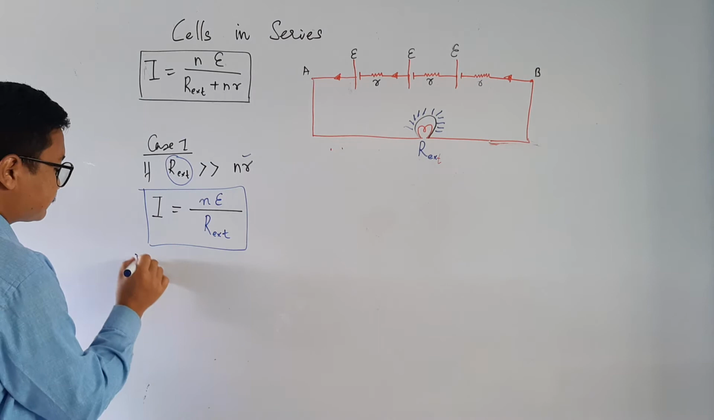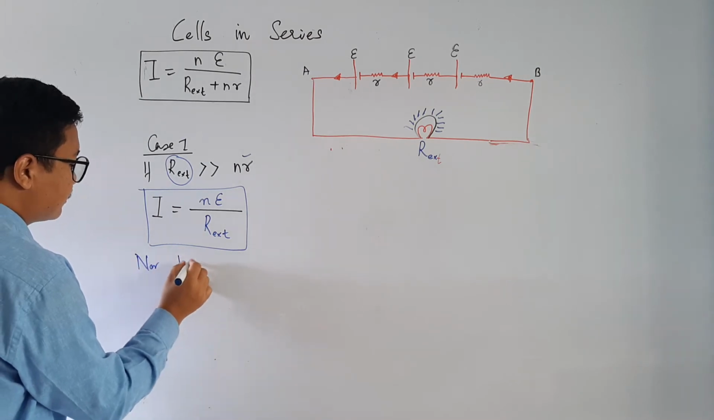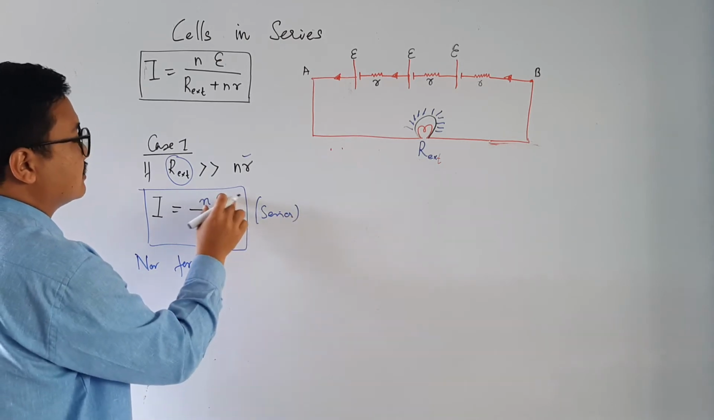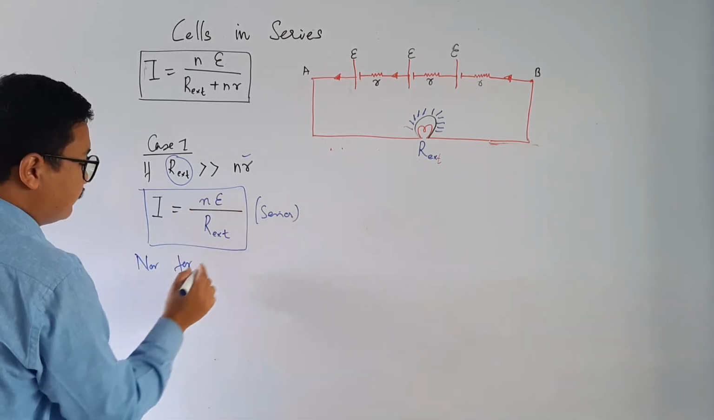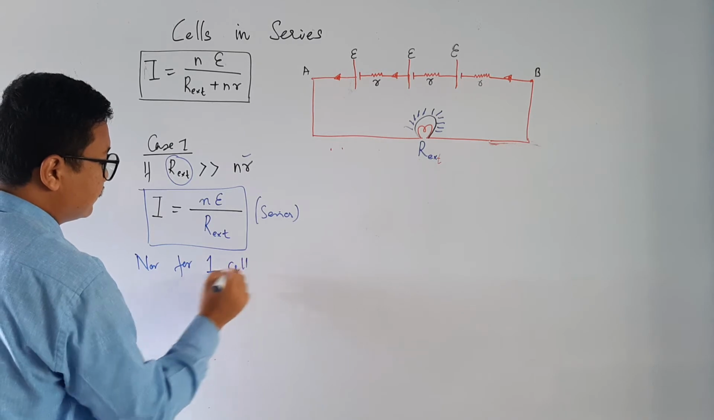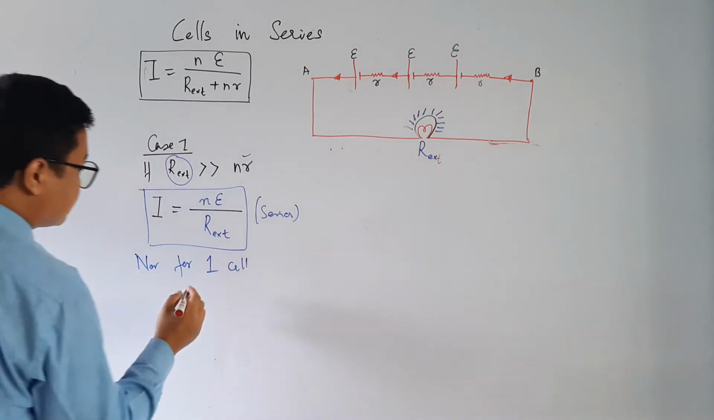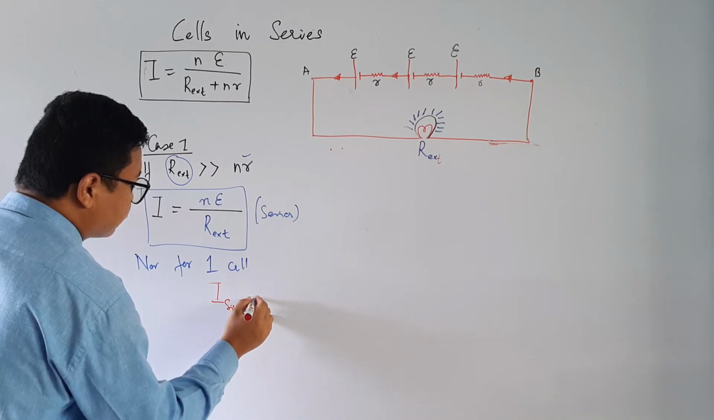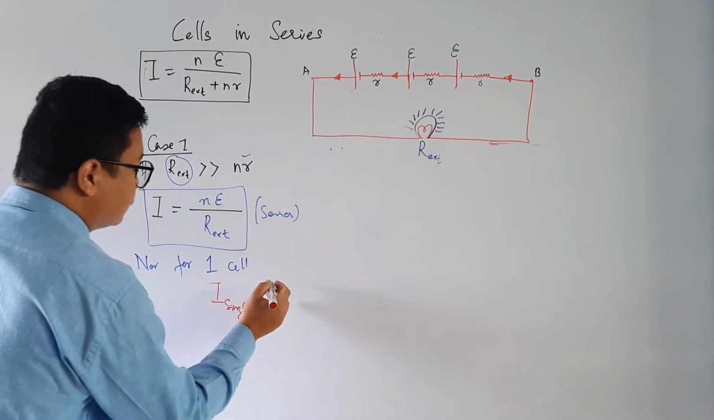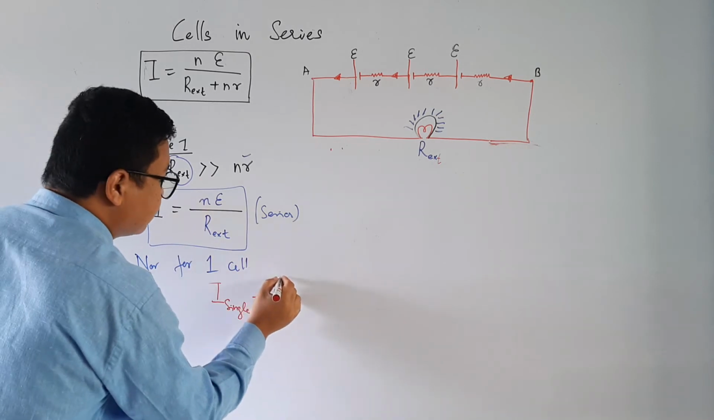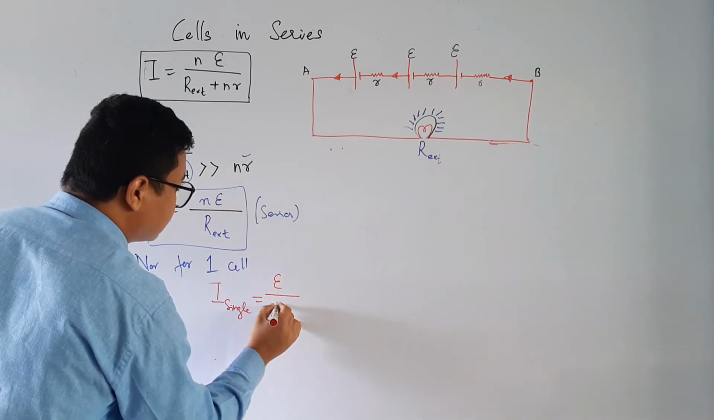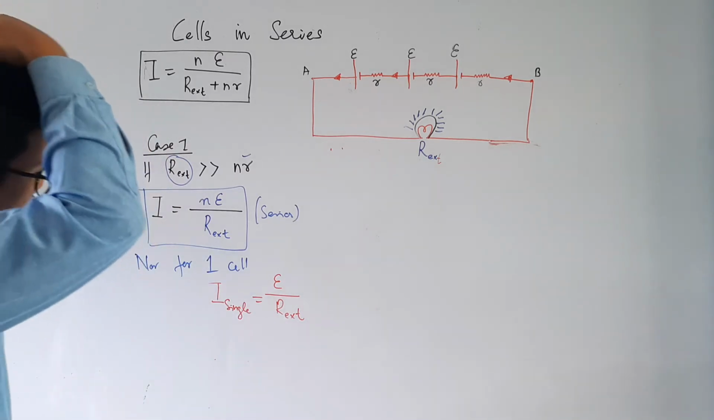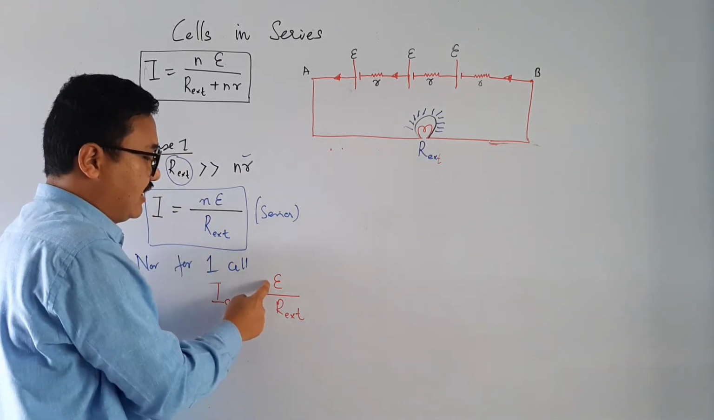Okay, now this is for series, isn't it? This is for series, and epsilon is there. Now for one cell, what will happen? For one cell, can you guess? Yes, for a single cell, I for single will be equal to, what is the value of n? This n will be 1, so E by R_EXT. Understood or not? This n has become 1 and I got this one.